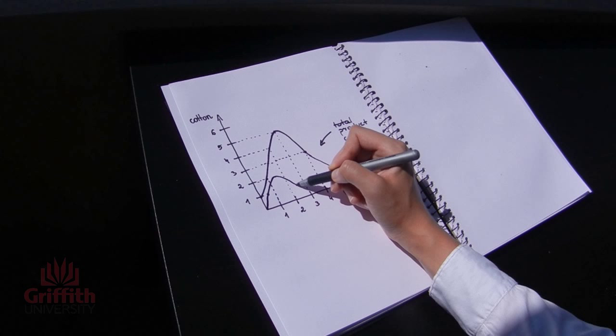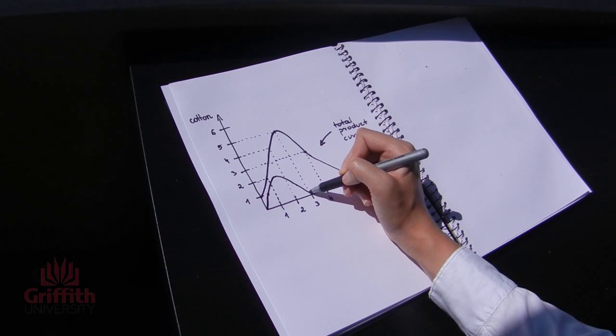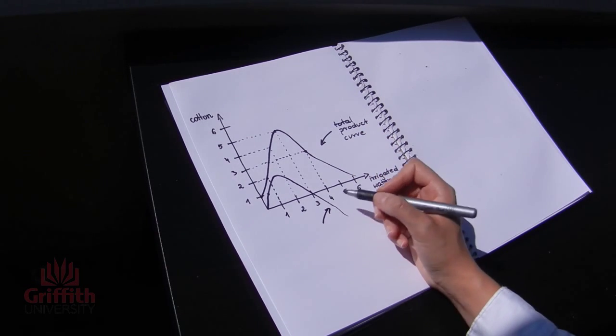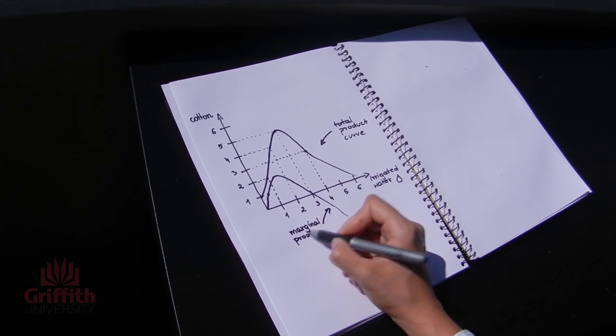At this point, we can see that adding more water will have a negative marginal product as the marginal product curve crosses the x-axis. You can see that at this point is also where the total production curve is at its peak. Beyond this point, adding more irrigated water is drowning the crops.